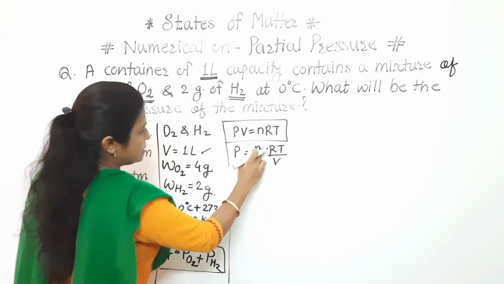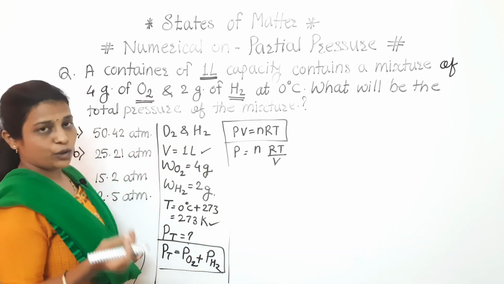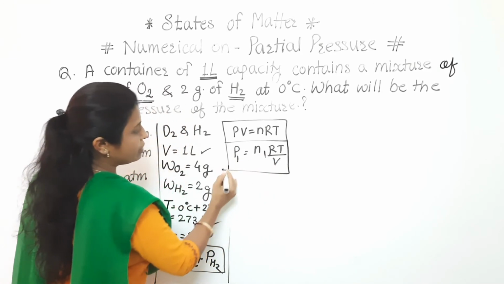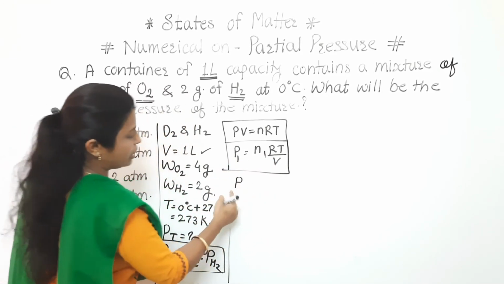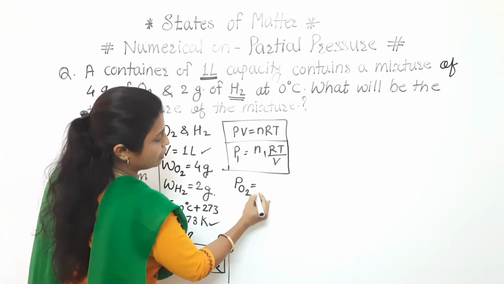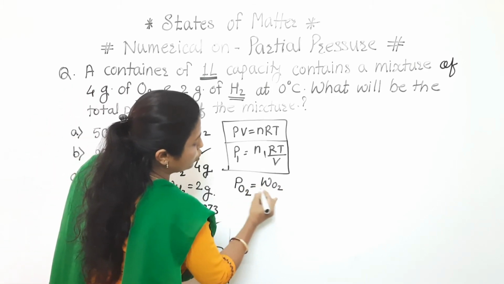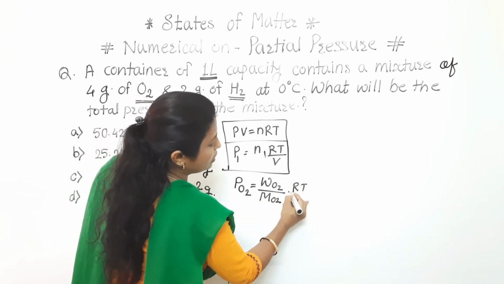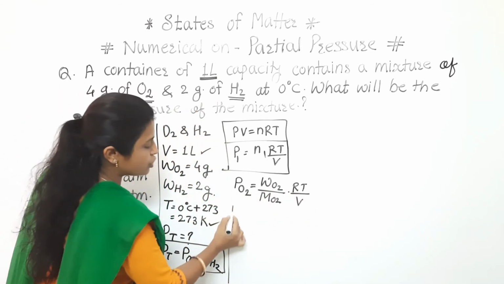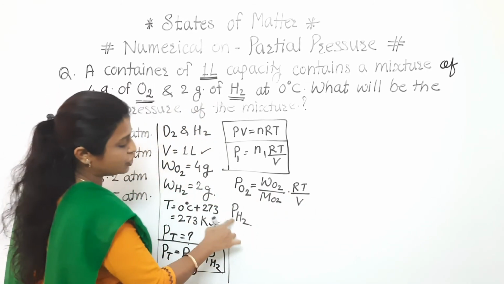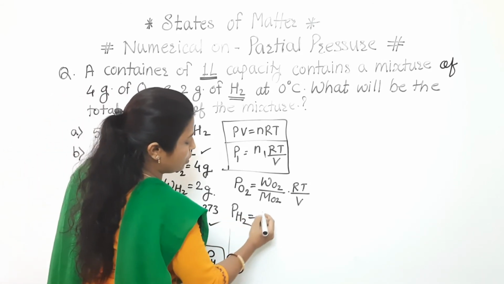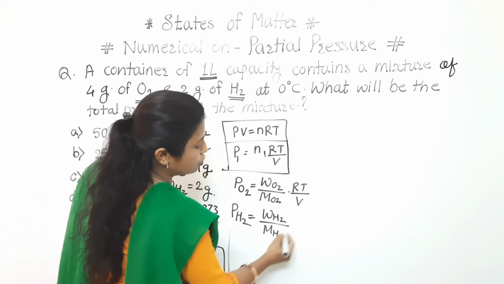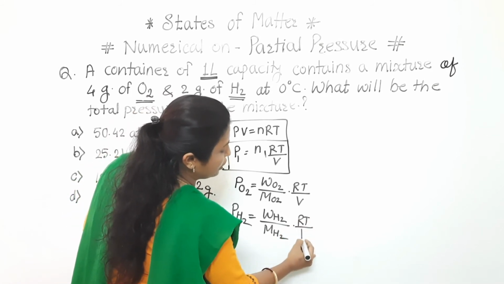So we are just changing this one. See, n we have to take as W by M. So we will modify this equation like that. What will be the formula? The partial pressure of O2 is equal to mass of O2 divided by molar mass of O2 into RT divided by V. Next, pH2, partial pressure of hydrogen, is equal to mass of hydrogen divided by molar mass of hydrogen into RT divided by V.